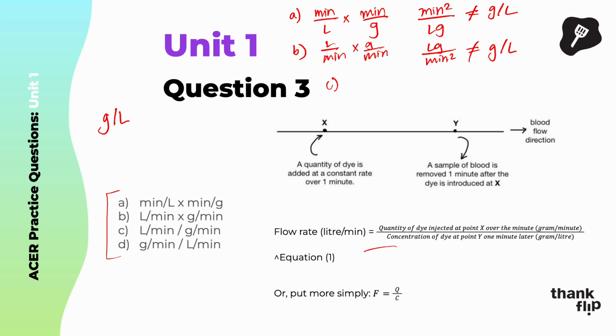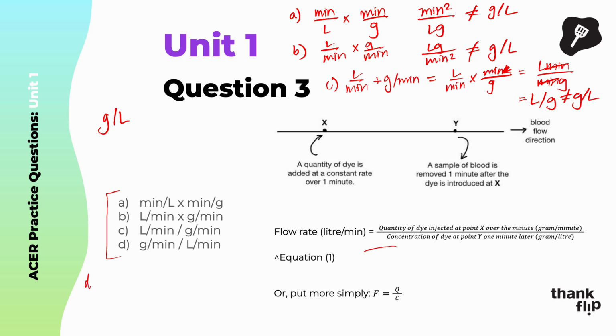So let's move on to option C. So we have liters per minute divided by grams per minute. And this equals liters per minute multiplied by minutes per gram. So the answer that we get here is liter minute and minute gram. We can cross these out. So we get liters per gram, but that doesn't equal grams per liter, which is what we're looking for.